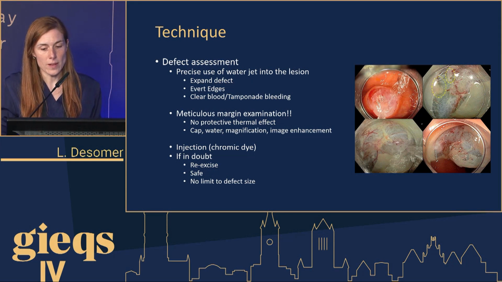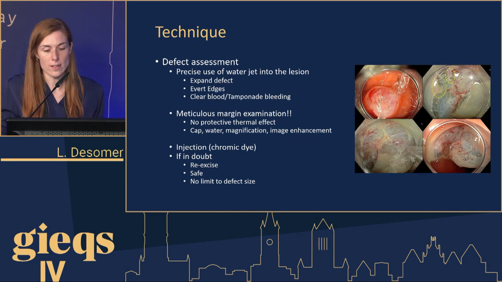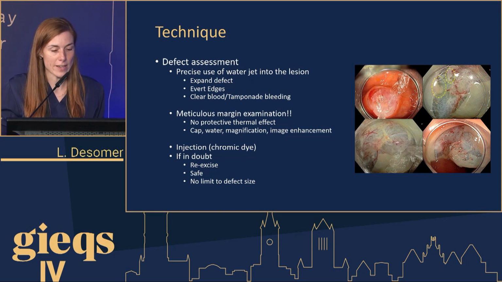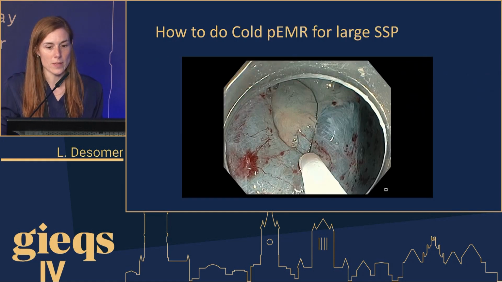If in doubt about the margins, you can inject underneath with a chromic dye, and that will help you to delineate the margins again, especially in serrated lesions, and you can always excise. It's perfectly safe. There's no limit to defect size in contrast to hot snare polypectomy. So for a large SSP, I wanted to show you this example.